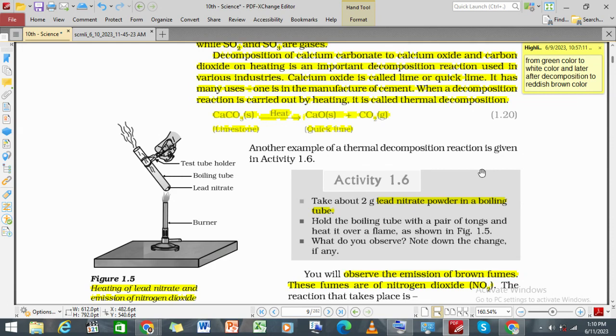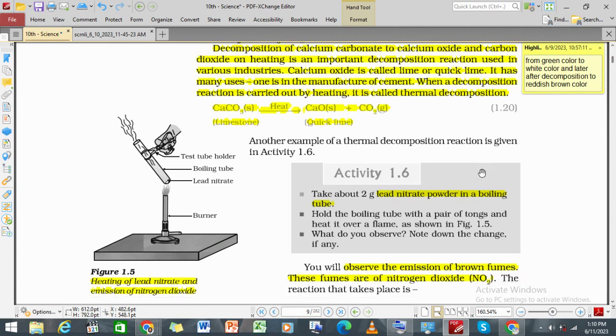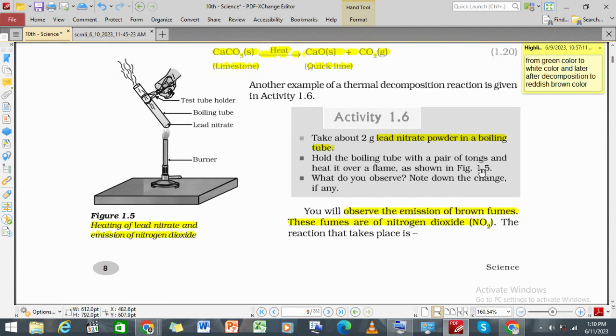And how is this decomposition taking place? We are putting heat into that reaction, providing heat, so it is known as thermal decomposition reaction.